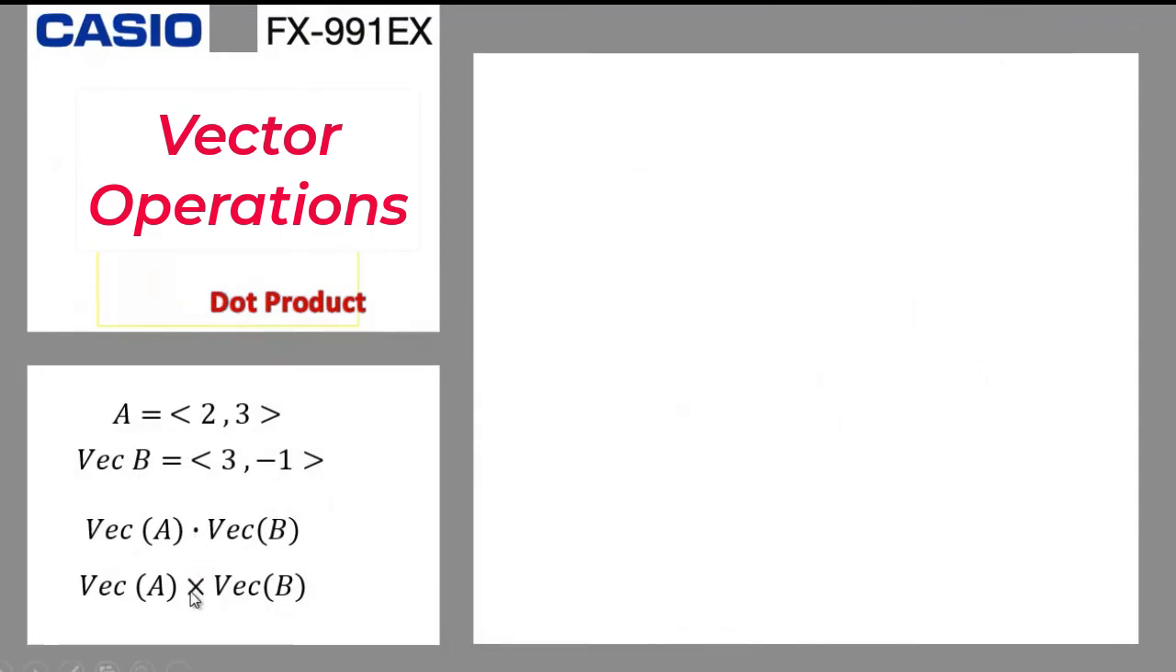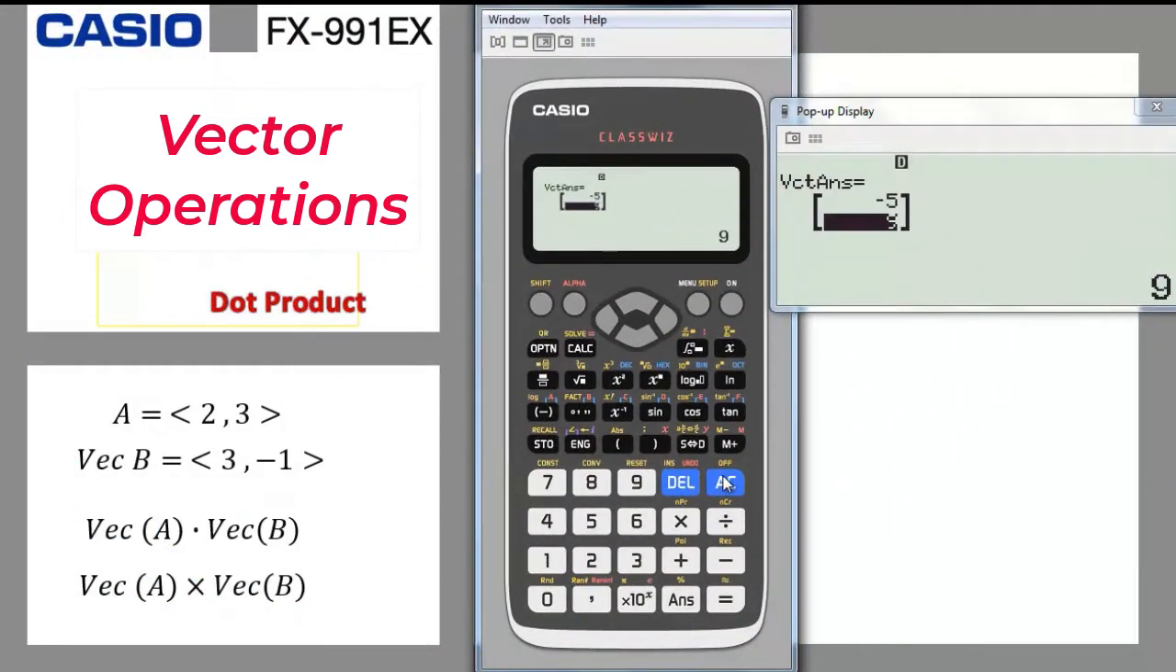Let me show you how to do that with the calculator. Let's clear here, AC. Now we have vectors. So we have the same vectors, 2, 3 and 3, minus 1. We want to do the vector dot product. So we have to recall the vector A. Let's recall the vector A.